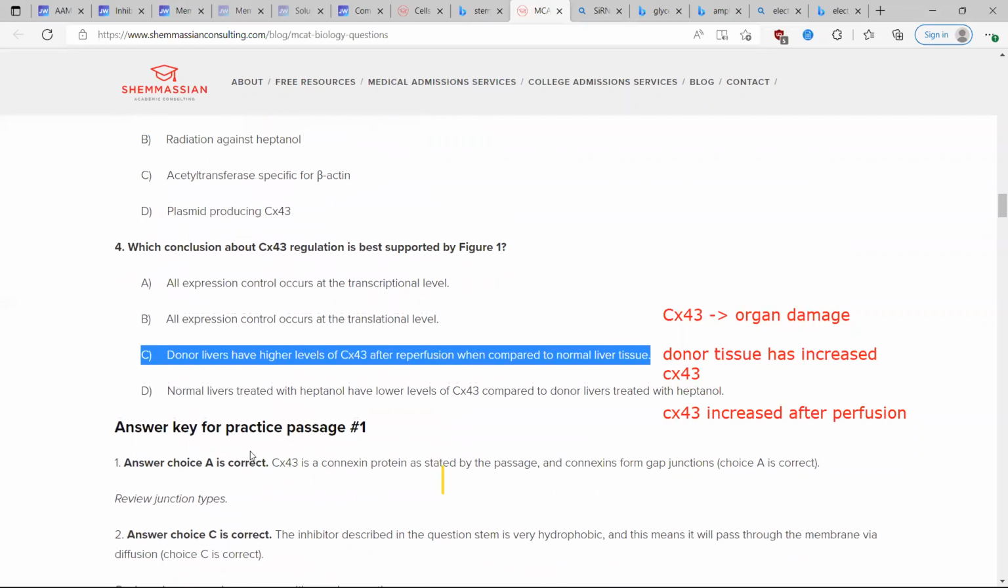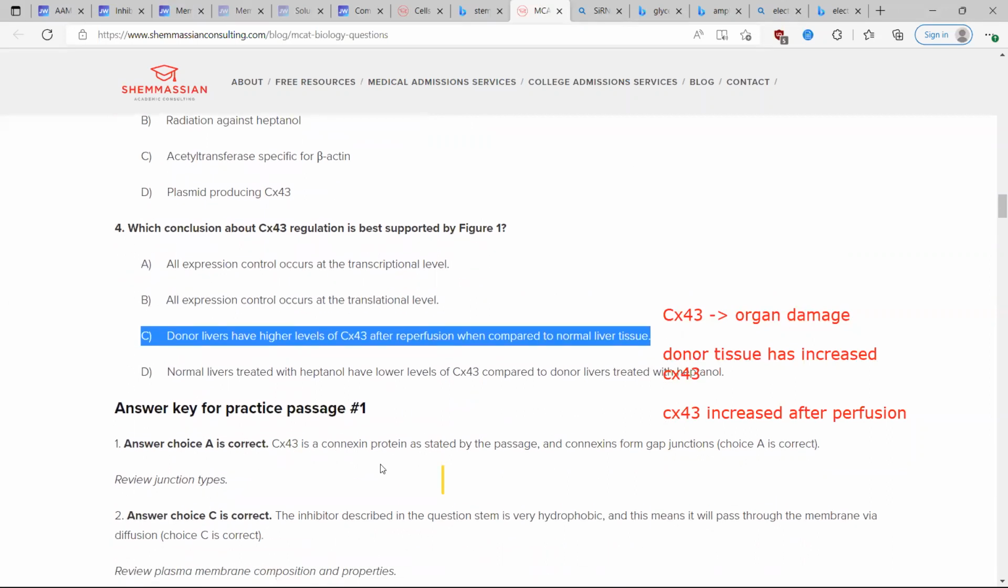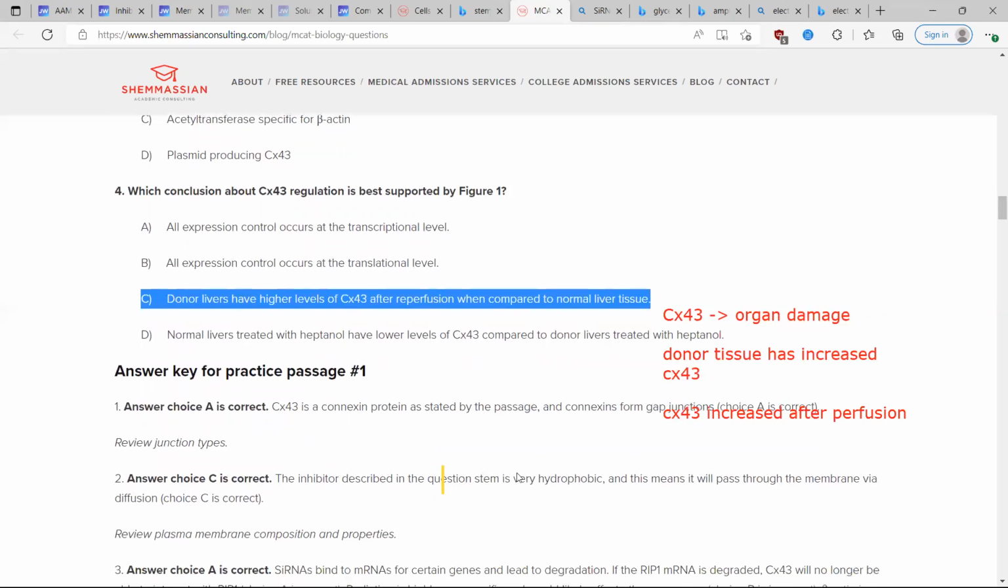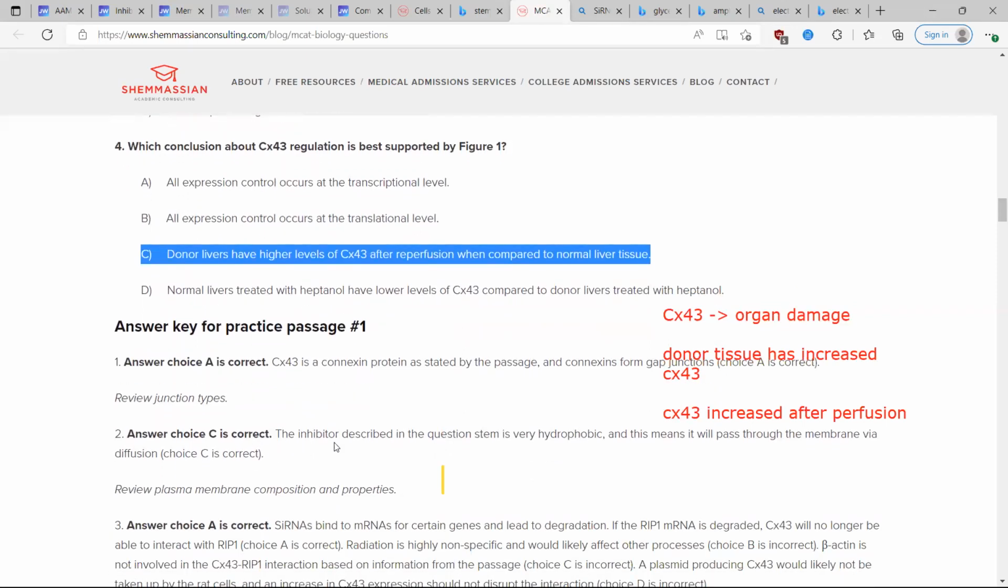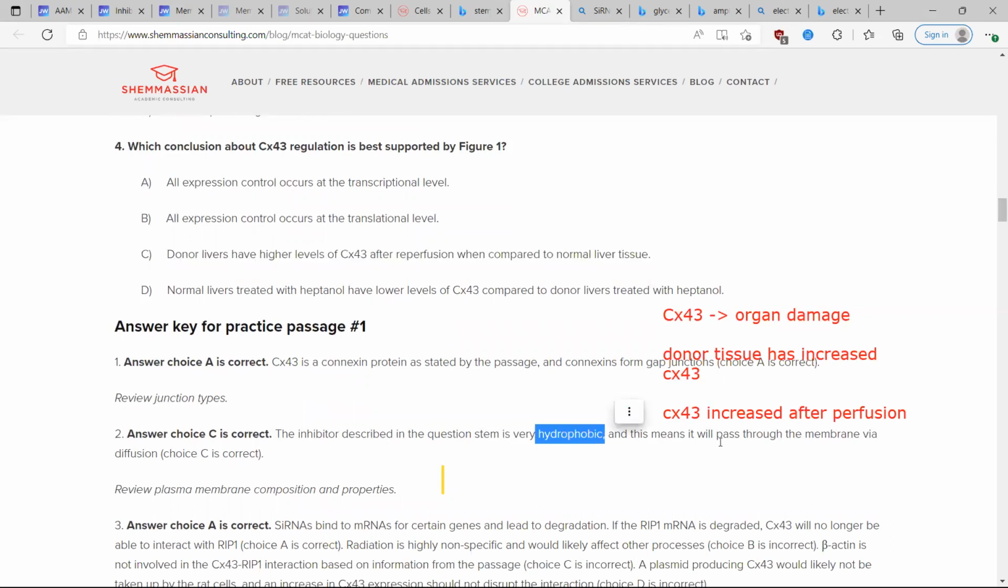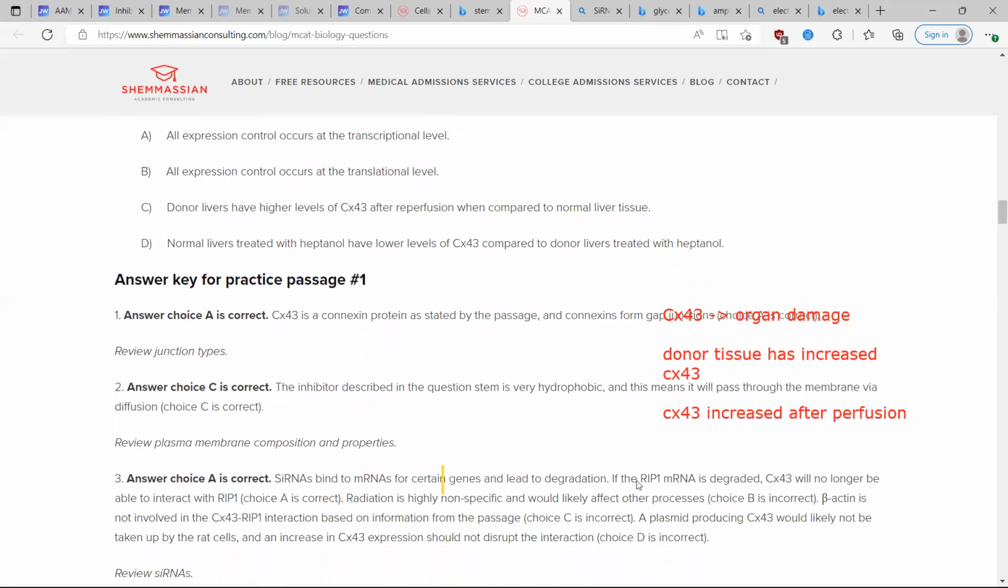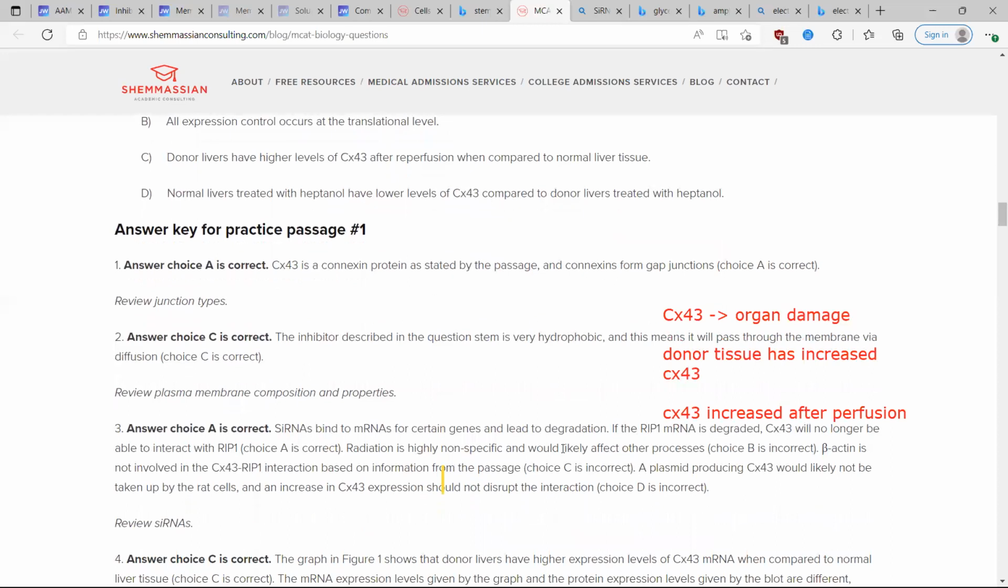So we see that choice A is correct. It's a connexin protein, and connexins form gap junctions. Number 2, C is correct. The inhibitor described in the question stem is very hydrophobic, and this means it will pass through the membrane via diffusion. So this is 2 pieces of knowledge. Number 1, do you know that triglycerides are hydrophobic, or can you determine that they are? And number 2, do you know how hydrophobic stuff passes through a membrane? Does it pass through a channel, or does it pass directly through diffusion? In which case, it's diffusion, right?